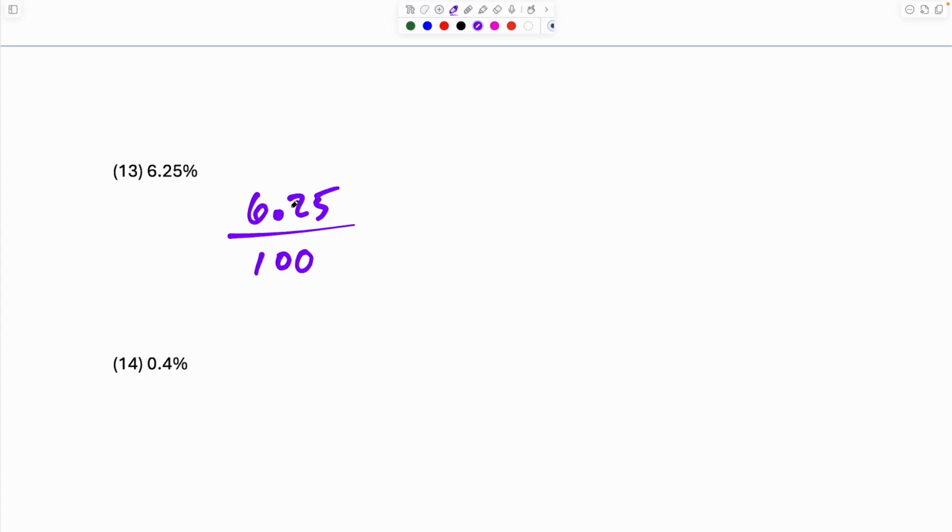And technically, we could stop here since we were dealing with kind of a strange percent. But let's go ahead and make this look as nice as possible. So for this one, let's say I multiply the numerator and denominator by 100. The reason I would do this is to turn 6.25 into a whole number. So when I multiply 6.25 by 100, the decimal moves 2 spaces to the right, giving us 625. And now we're over 100 times 100.